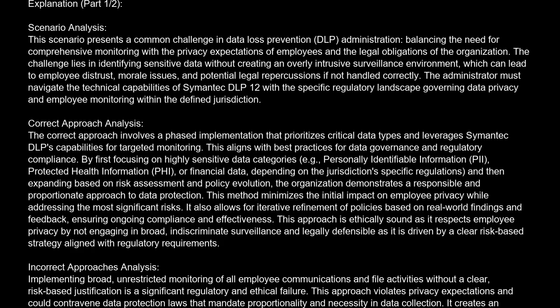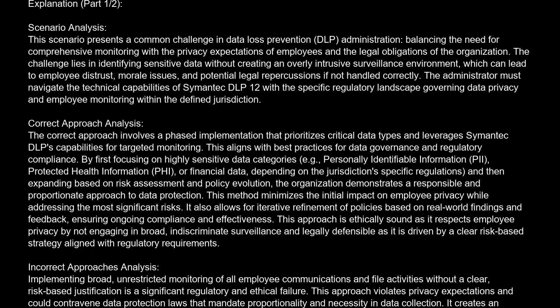The challenge lies in identifying sensitive data without creating an overly intrusive surveillance environment, which can lead to employee distrust, morale issues, and potential legal repercussions if not handled correctly. The administrator must navigate the technical capabilities of Symantec DLP-12 with the specific regulatory landscape governing data privacy and employee monitoring within the defined jurisdiction.